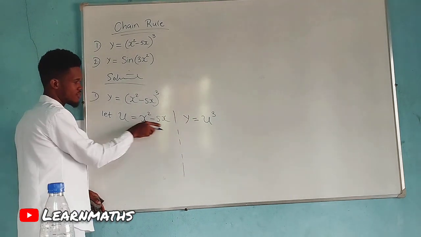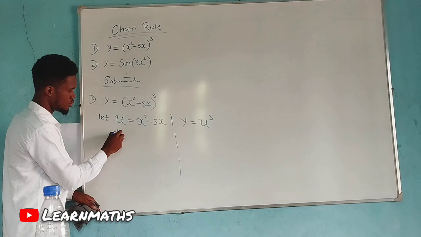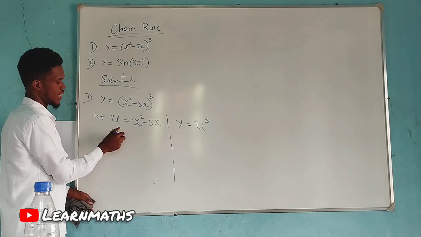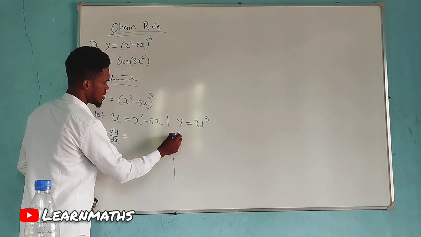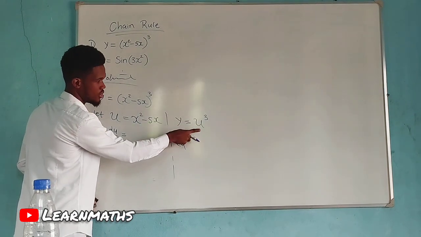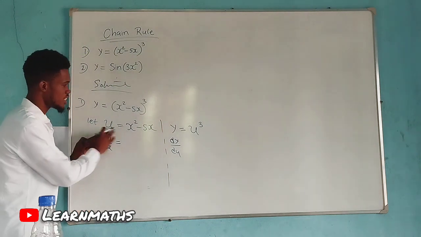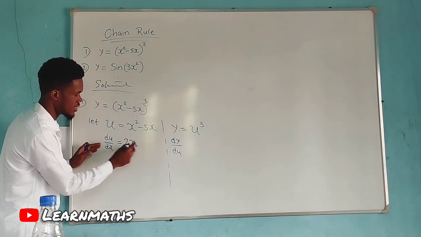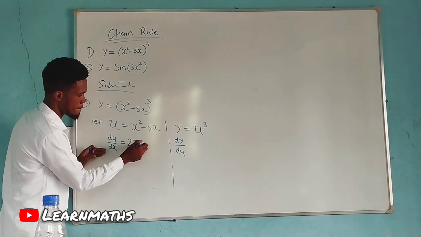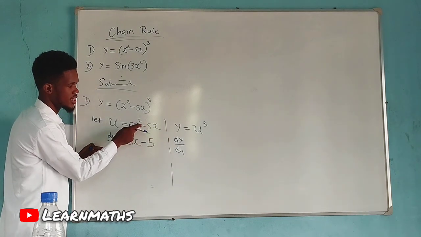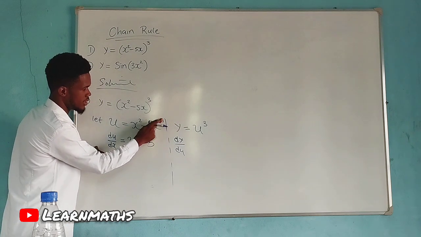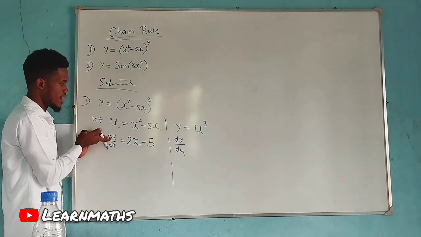Alright, so if I differentiate this first function now, what am I going to have? du over dx, right? Because I'm differentiating u with respect to x. While here I'm going to have dy over du because I'm differentiating y with respect to u. You understand? So to differentiate this function, we're going to have 2x, since 2 times 1 is 2, then 2 minus 1 is 1, right? Minus 5, the differential of 5x is 5: 1 times 5 is 5, then 1 minus 1 is 0. So we have differentiated and found du dx, which is 2x minus 5.